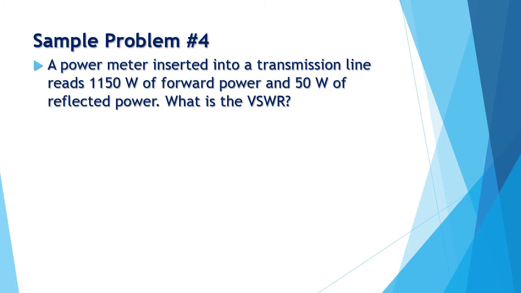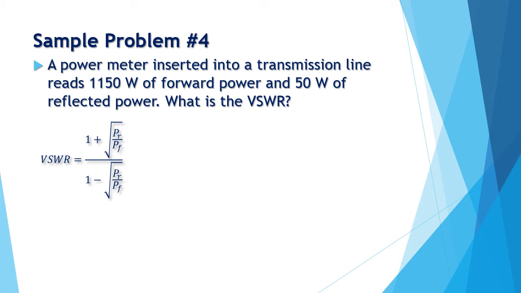Sample problem number 4. A power meter inserted into a transmission line reads 1,150 watts of forward power and 50 watts of reflected power. The question is, what is the VSWR? So the formula for VSWR, given the forward power and reflected power, is this. VSWR equals 1 plus the square root of P sub R, this is our reflected power, divided by P sub F, this is our forward power. All of that divided by 1 minus the square root of P sub R divided by P sub F.